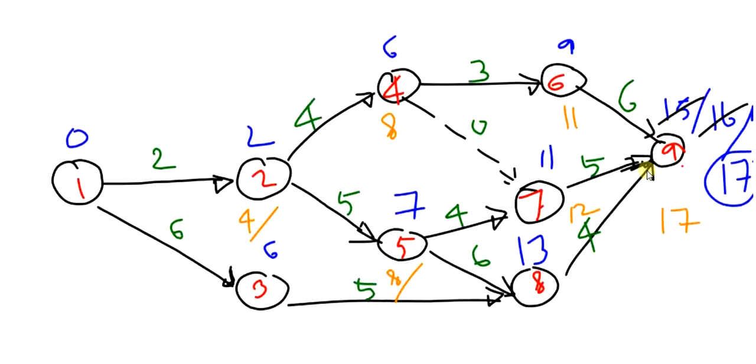Okay, no. We have to consider this path, 9 to 8. From 9, 8, it is 17 minus 4. How much will it be? Here it will be 13 again. It is 13 for 8. And from 13 minus 6, it will be 7.